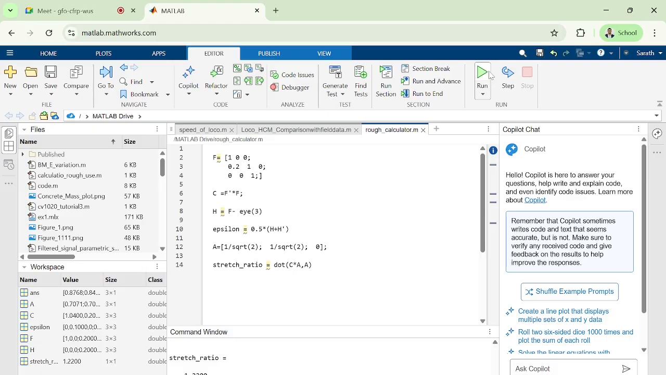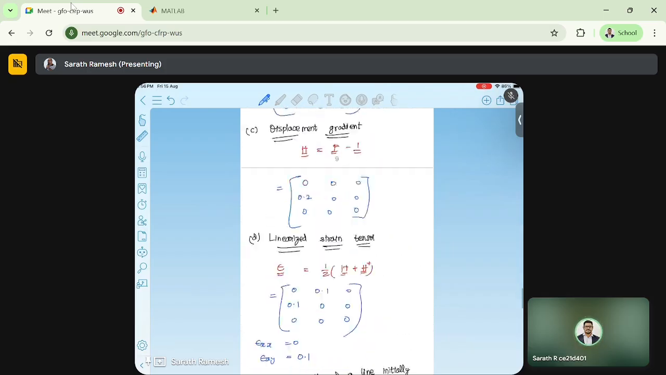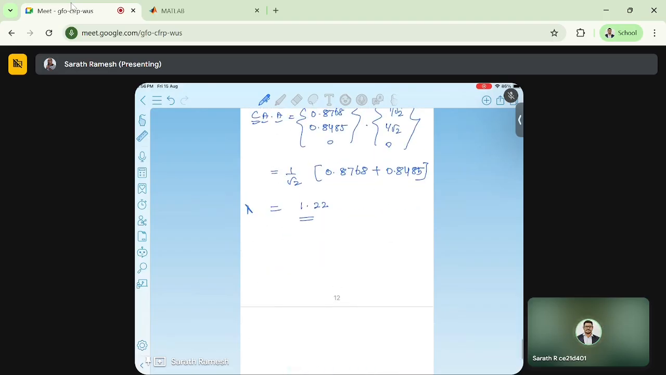The actual formula for stretch ratio is the current length in the current configuration divided by the length in the reference configuration. Okay, that is 1.22. So in the current configuration, the line has expanded. Okay, it became 22% more than the initial.